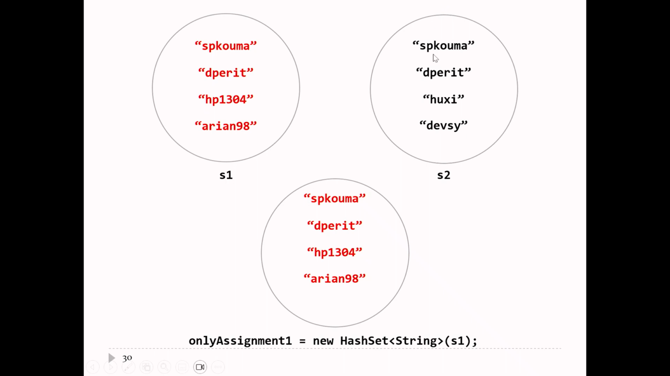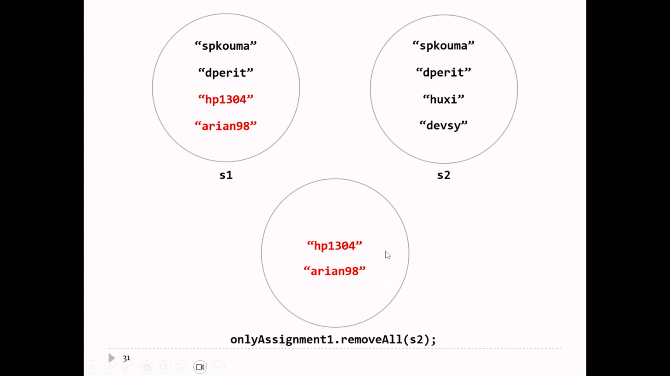SP Kuma completed assignment 1, so we're going to remove them from here. D Parrot completed assignment 1, so we're going to remove them from here. They completed assignment 1, but they're not in here, so nothing happens. They completed assignment 2, but they're not in here, so nothing happens. And you're left with those two names there. So those are the two students who completed only assignment 1. And that's the basics of using a set.